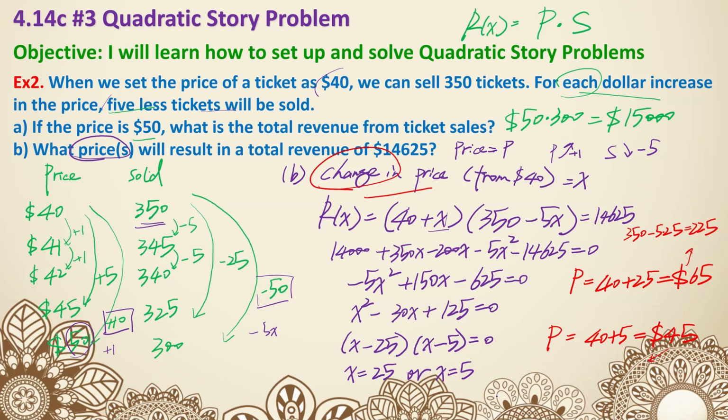Okay, if it's $45, the change is a 5, so it's going to be 350 minus 5 times 5, which is 325 tickets. 325 times 45 is also 14,625. So our answers, $65 or $45, would both end up with a total revenue of 14,625. That's example 2. Now, based on that understanding, we are going to go to example 1.